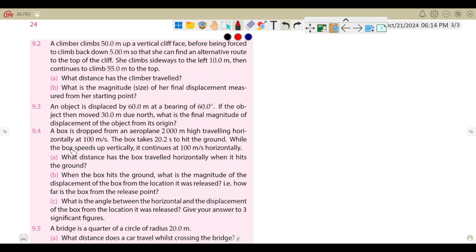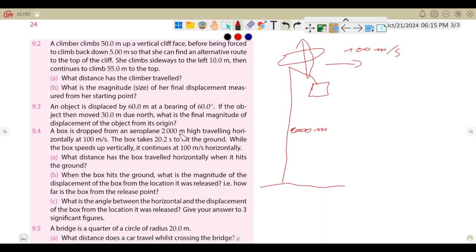Let's read again to understand what is unknown here, what they are asking for. An airplane is dropping a box, dropped from 2000 meter height. Here this is the ground, this is 2000 meter height, traveling horizontally at 100 meter per second. So the speed here is 100 meter per second. The box takes 20.2 seconds to hit the ground, so to come to the ground it takes delta t as 20.2 seconds.